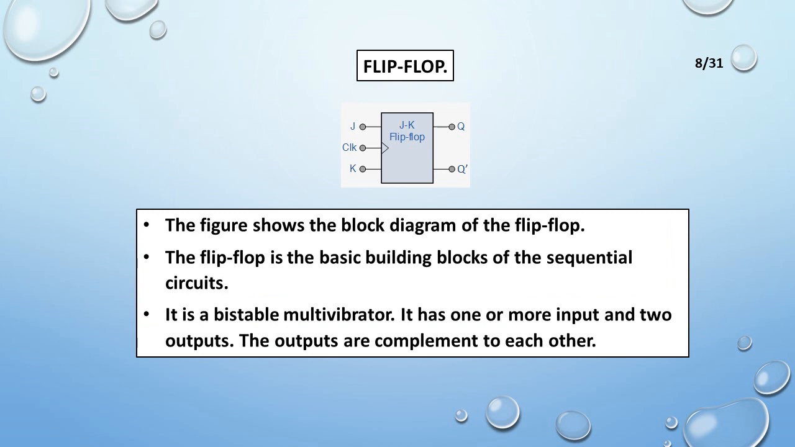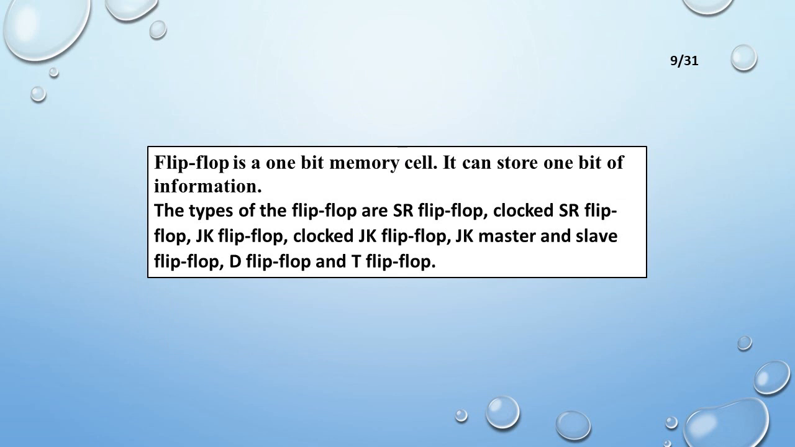Flip-flop. The figure shows the block diagram of the flip-flop. The flip-flop is the basic building block of sequential circuits. It is a bistable multivibrator. It has one or more inputs and 2 outputs. The outputs are complement to each other. Flip-flop is a 1-bit memory cell. It can store 1 bit of information. The types of flip-flop are SR flip-flop, clocked SR flip-flop, JK flip-flop, clocked JK flip-flop, JK master and slave flip-flop, D flip-flop and T flip-flop.